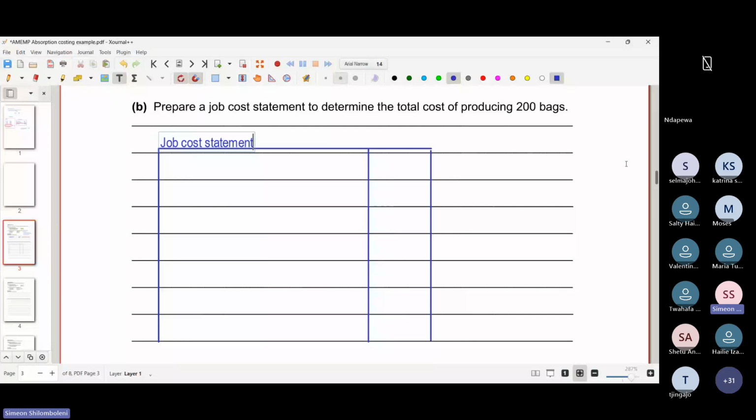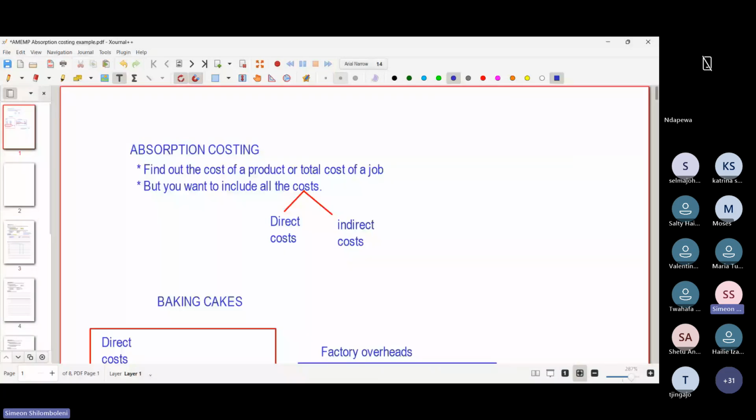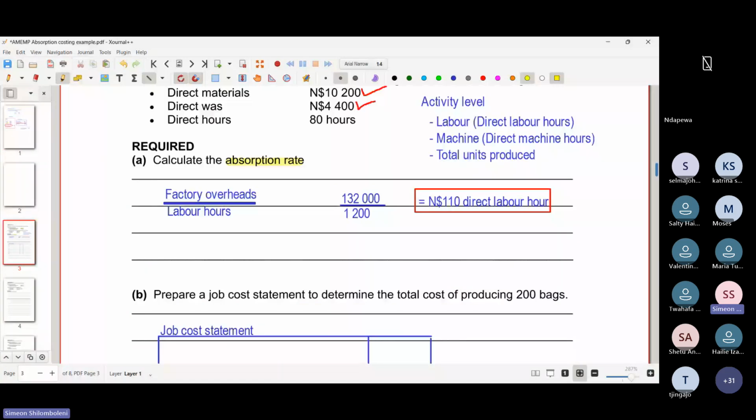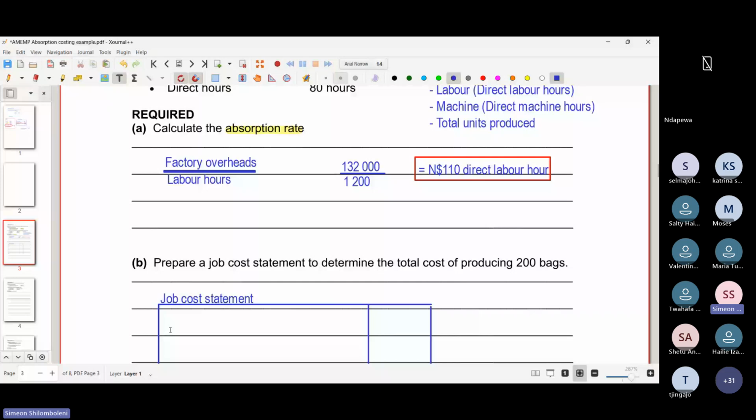Now, just like the example that I gave here, your job cost statement has to start in this way. What are the things that are directly involved with that order? You start like what we started here. Then you say, for us to do this order, the materials are going to cost us 10,200. So you write down that direct materials is 10,200.